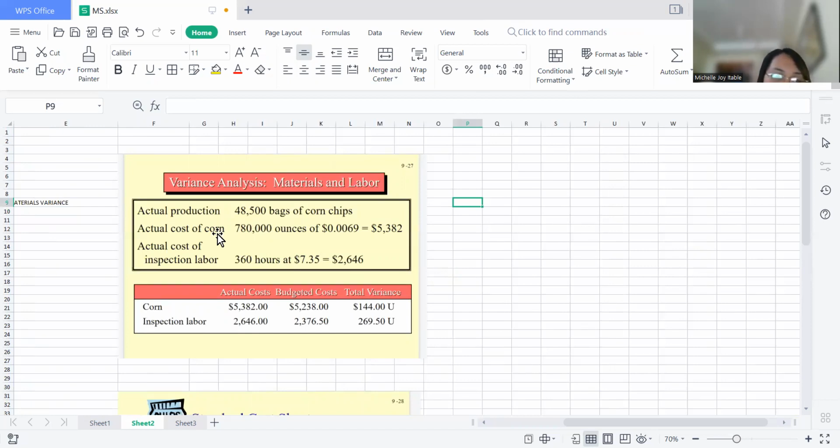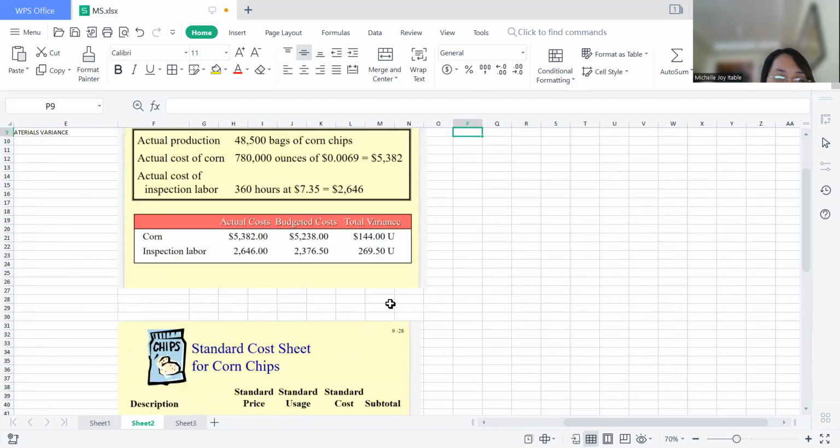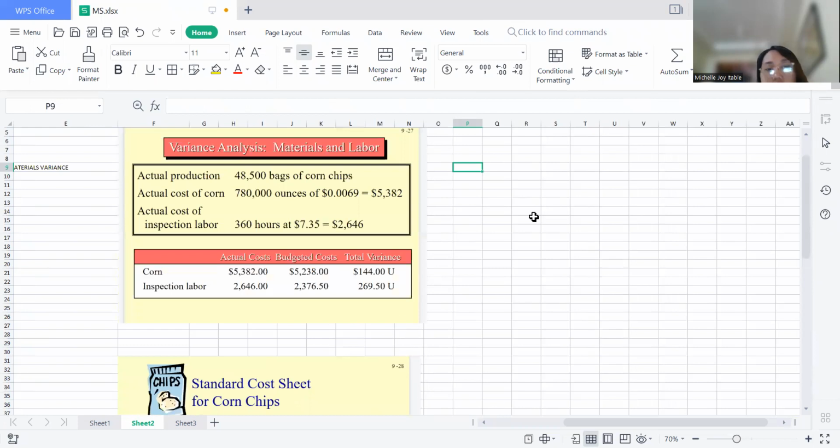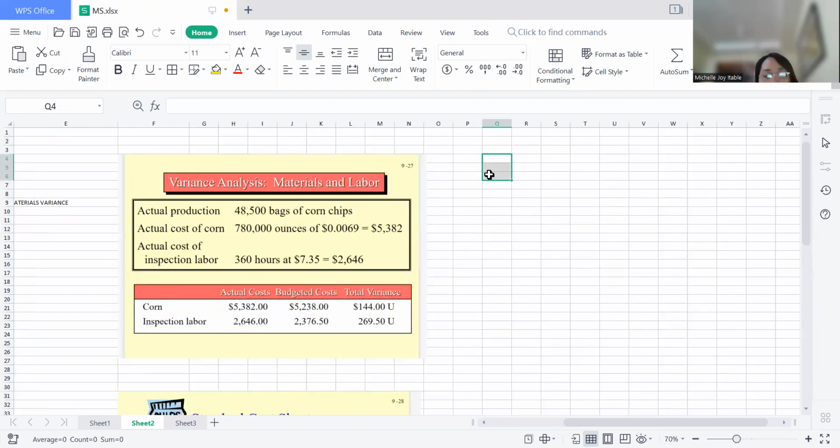Actual production, 48,500 bags of corn chips. We have actual cost of corn, 780,000 ounces at 0.0069. And the actual cost of labor. And then we have here the standard cost sheet. Okay. Let's start with the materials variance. Like I told you, lay out the quantity, lay out the price.